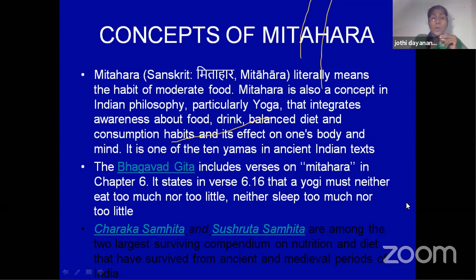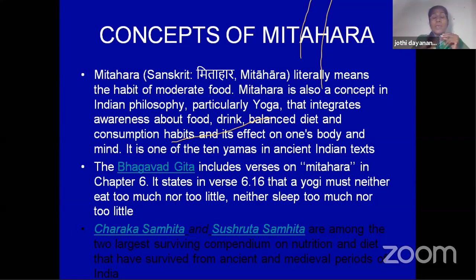All right. So it is one of the 10 yamas. So what are the 10 yamas? You would have seen the saucha. Among these 10 yamas, you could see this eating is one of the disciplines you need to have, like taking bath, brushing teeth, going to the toilet, cleansing yourself, and then ahimsa, satya, saucha. In that list, one of the 10 yamas is the food.